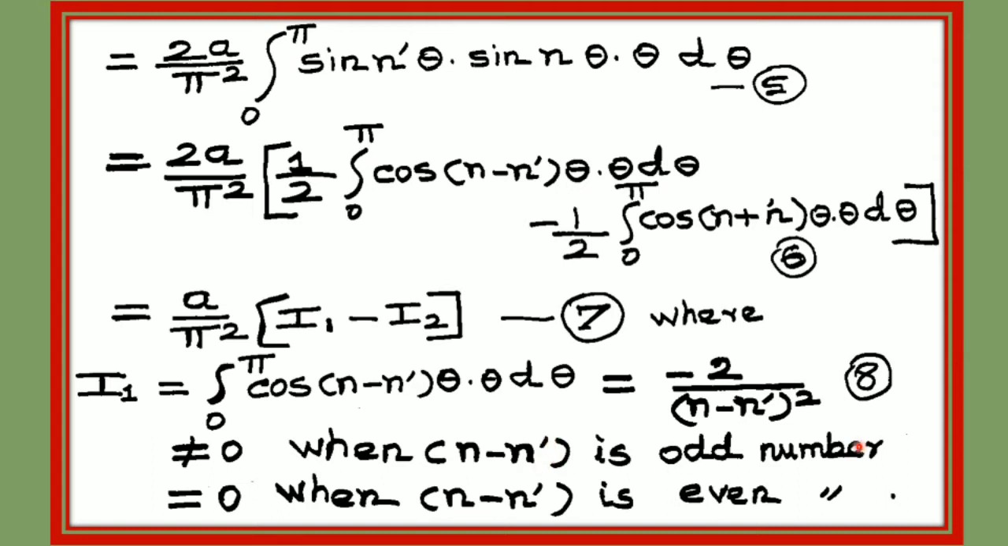நம்பரா இருக்கும். அதாவது n minus n prime odd நம்பரா இருக்கும்போது I1 not equal to 0 மேத்தமெட்டிக்கலா. அதே I1 equal to 0 when n minus n prime is even number.